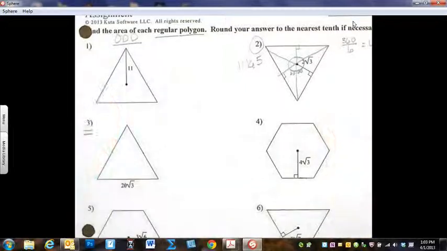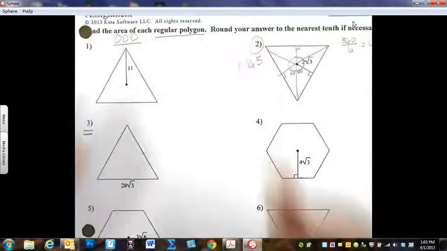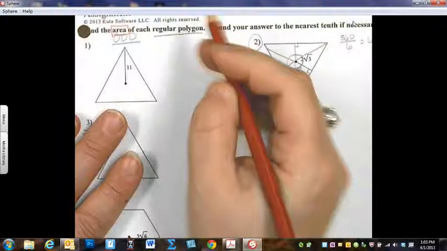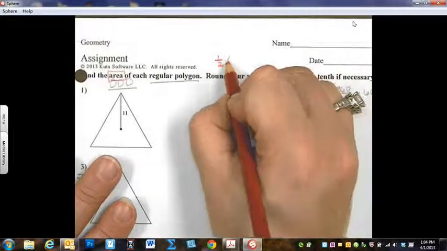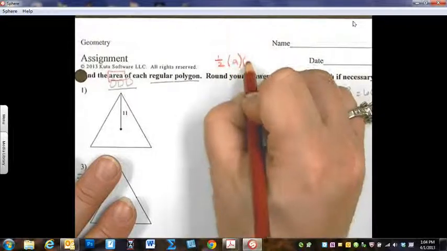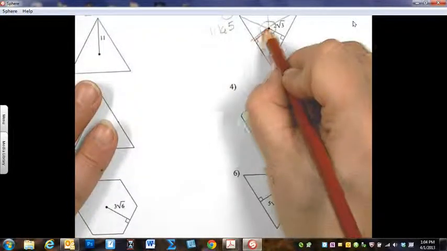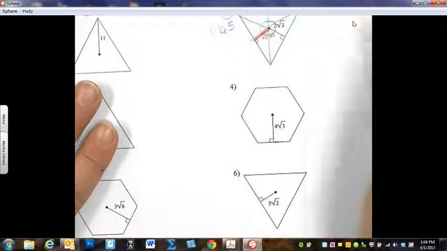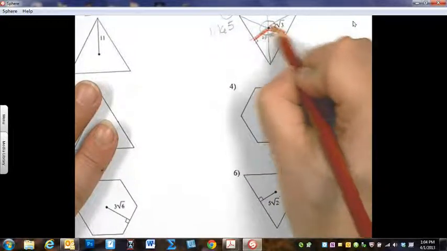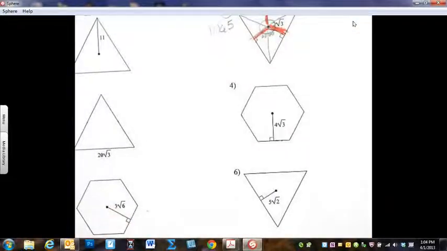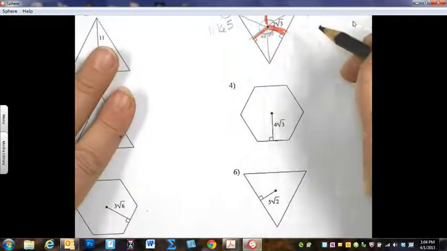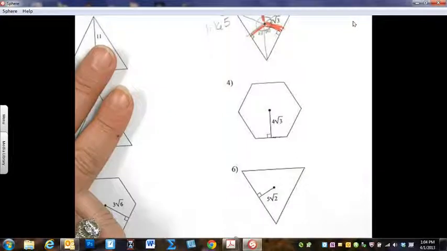So let's color what we need to know. In order to do the area, which is what they want me to find, I have to know my formula. 1/2 the apothem times the perimeter. Well, this is my apothem, this is an apothem, and this is an apothem. Well, they gave me this side right here. They told me that the apothem is 2 square roots of 3.